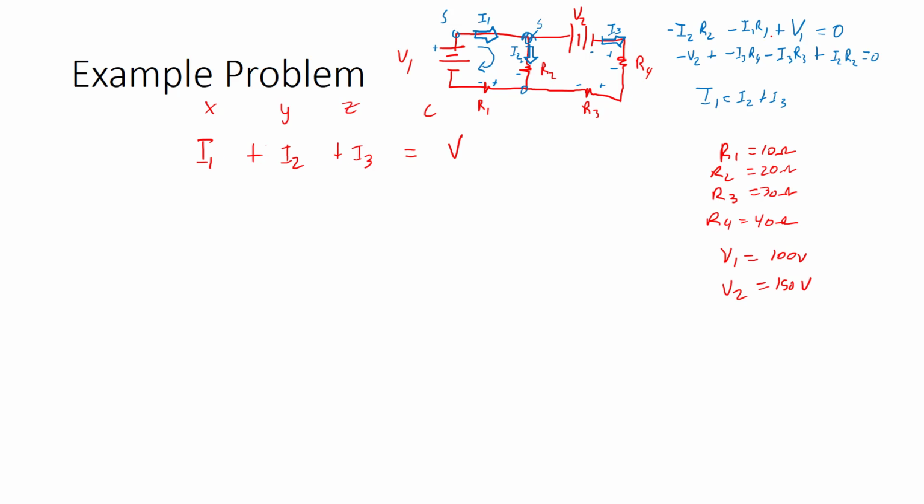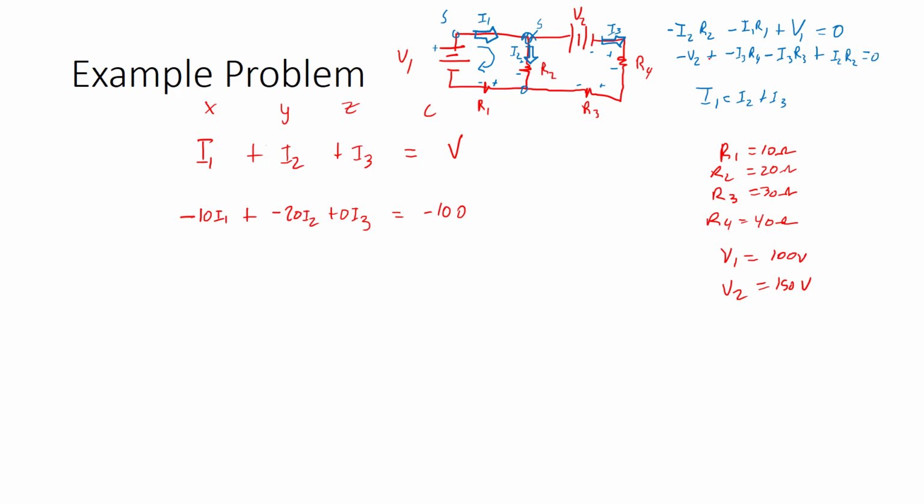So in my first equation up here, I see an I1, so I'm going to go negative, and it's I1 R1, so negative 10 I1. And then plus, my next one, I do see an I2, so I2 says negative I2 R2, so plus negative 20 I2. I do not have an I3 in that one, so I'm going to put plus 0 I3 equals, now I have plus V1 equals 0. If I subtract that to the other side, I'm going to have negative V1, and that would be minus 100 because V1 is 100 volts.